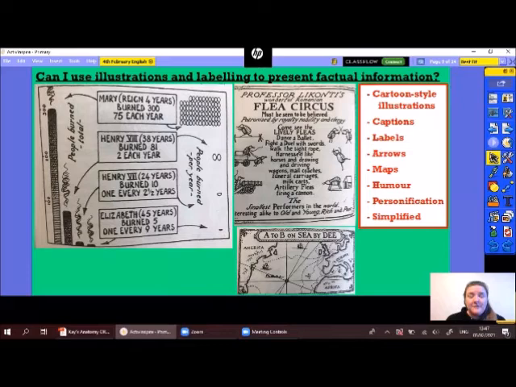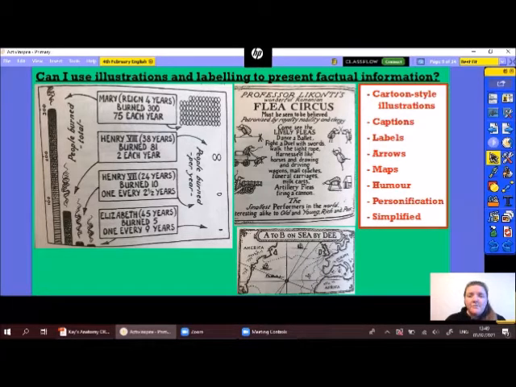Adam Kay's not the only one to use interesting and funny diagrams and pictures in his books. These pictures are taken from a Horrible Histories book, which you might be quite familiar with. And they use a lot of diagrams, pictures, maps, all sorts of things to help us understand sometimes quite complicated things. I've made a list of some of the features that you might find with these illustrations.